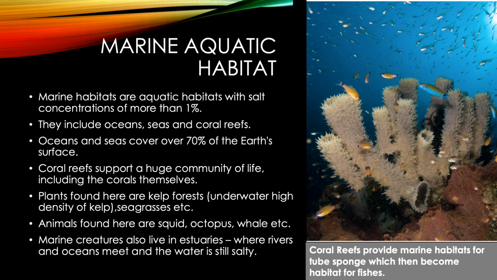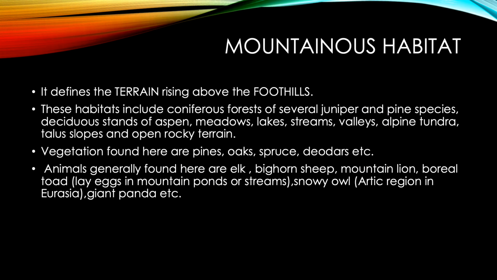Plants found here are kelp forests, underwater high density of kelp, sea grasses, etc. Animals found here are squid, octopus, whale, etc. Marine creatures also live in estuaries where rivers and ocean meet and the water is still salty. Coral reefs provide marine habitat for tube sponges, which then become habitat for fishes.